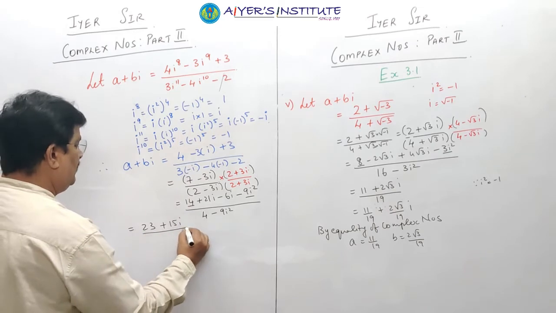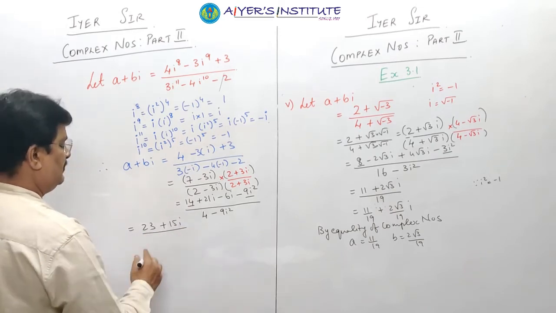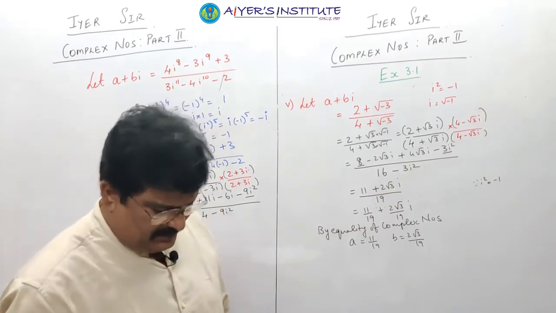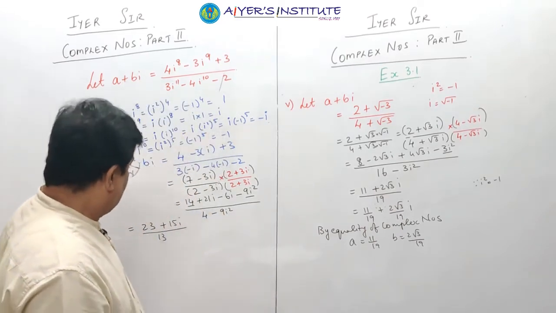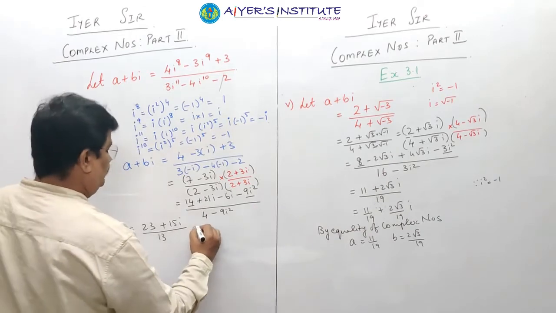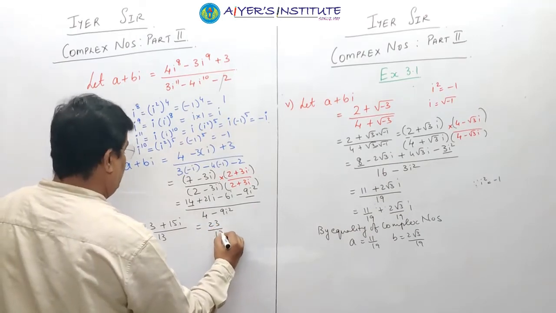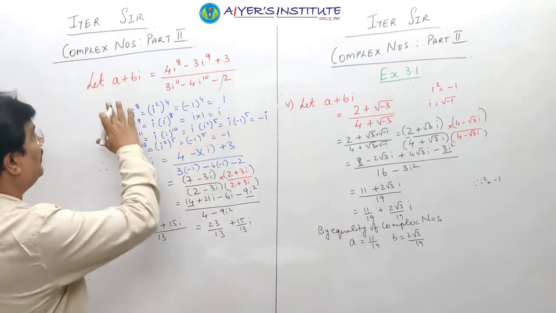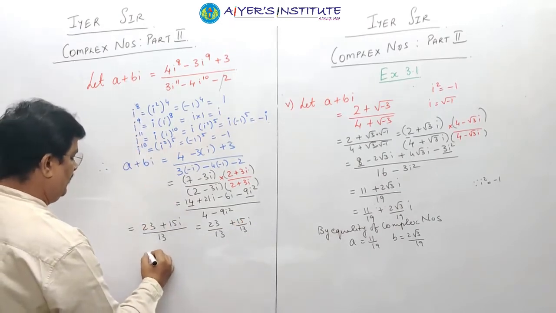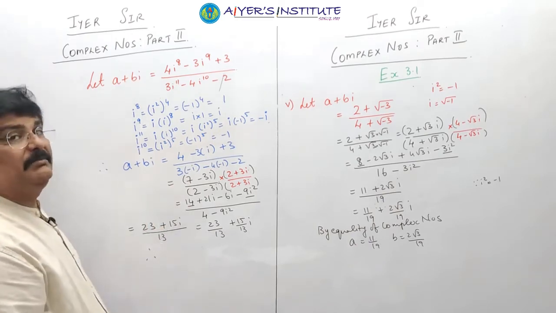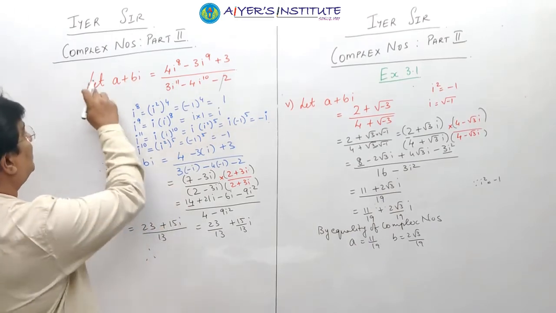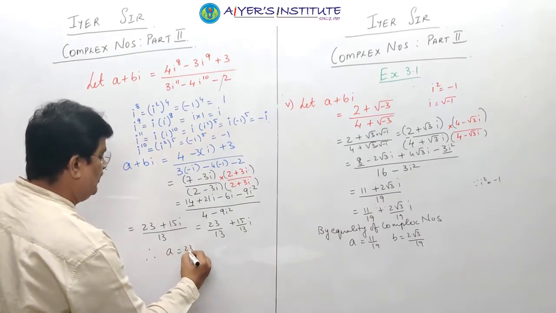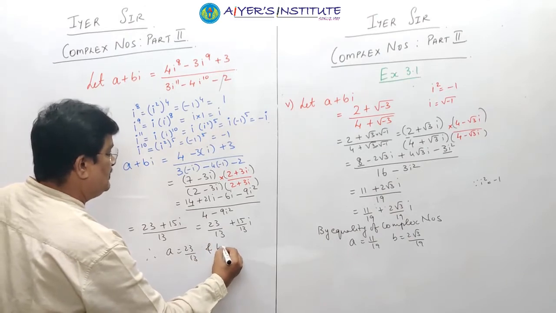And in the denominator, we have 4 plus 9, 13. So your final answer will be, we will split up this 13 into two parts: 23 upon 13 plus 15 upon 39. So comparing. Therefore, I am not writing again, but we have to write it by equality of complex numbers because we started like yesterday. So when we compare, we get A is equal to 23 upon 30 and B is equal to 15 upon 30.